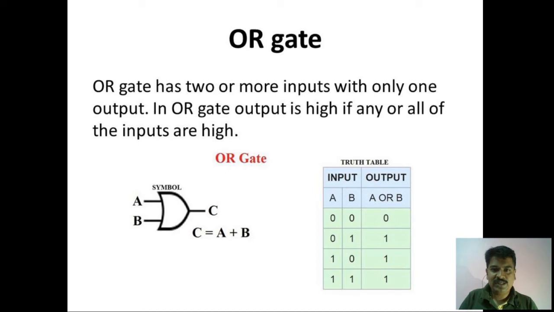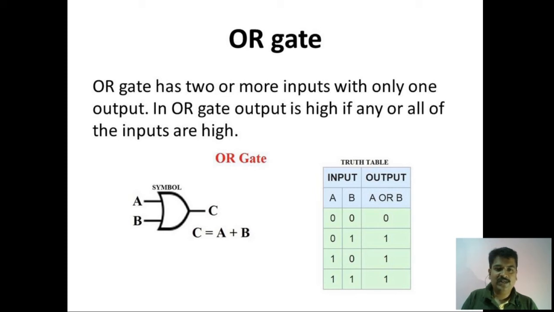Two inputs A and B and only one output. You can represent it as C or you can represent it as Y. Nothing matters. C is equal to A plus B because it's a logical addition. Again, we are representing the same combinations of input and the corresponding output in the truth table. So these two are the inputs and this is the output. It is A plus B.